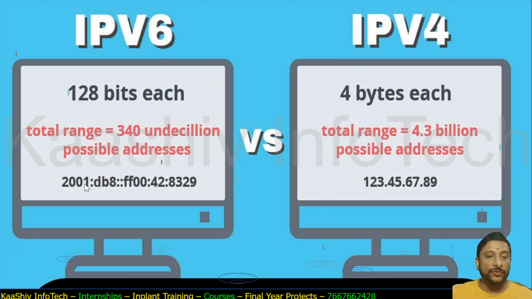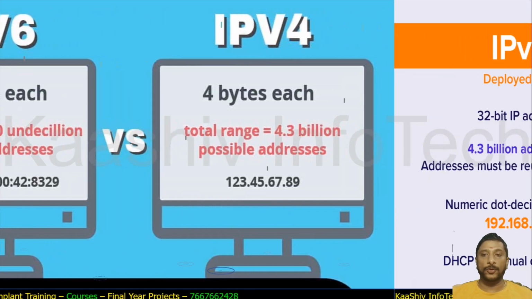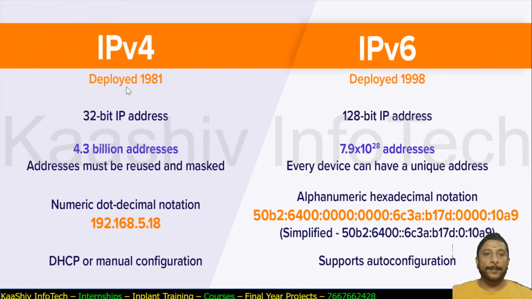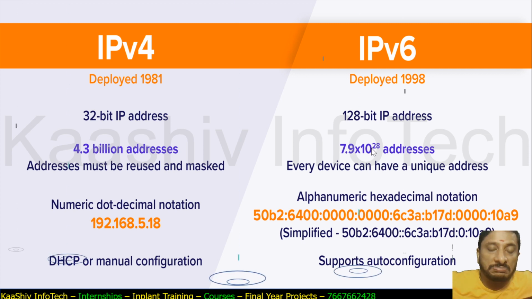It's a combination of numbers and also alphanumeric characters. So that's how IPv4 and IPv6 differ. IPv4 was deployed in 1981, IPv6 in 1998. 32-bit versus 128-bit, 4.3 billion addresses versus 7.9 times 10 to the power of 28 addresses.